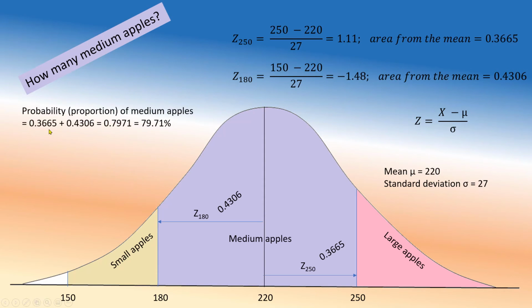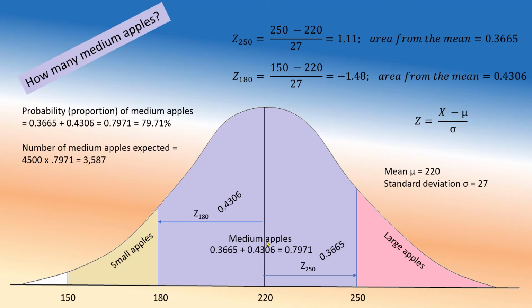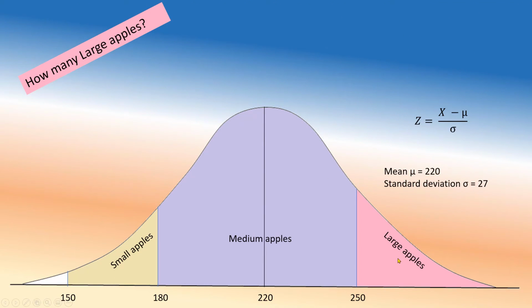And now we simply add them up and we get our score. There we are. This plus this equal to 0.7971. So this one plus that one equal to 0.7971. And that's how many apples we have percentage wise. And what's the quantity? Multiply by 4,500. About 3,587 apples are medium-sized apples. How many large? Well, large is interesting.